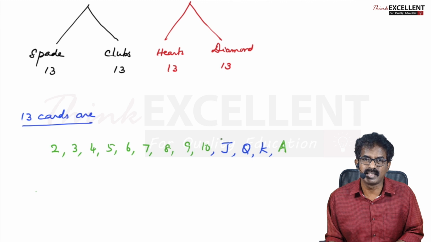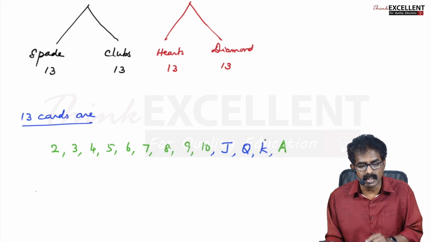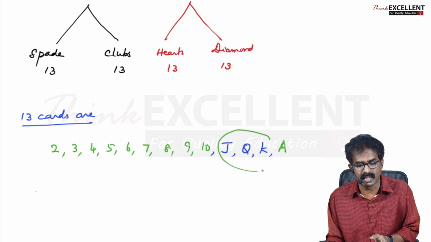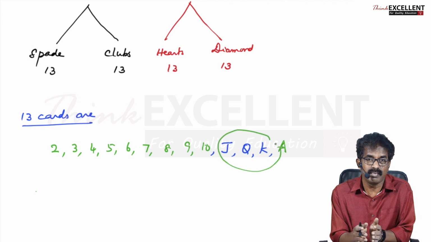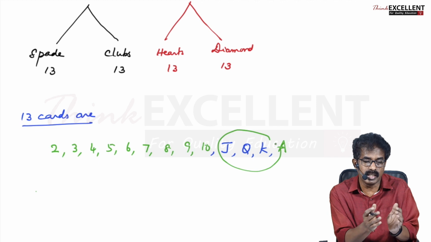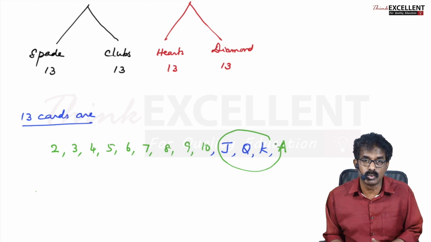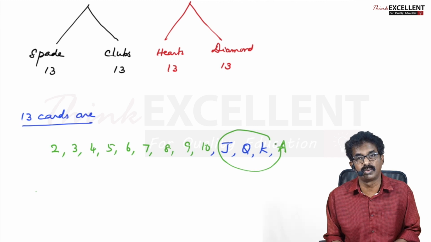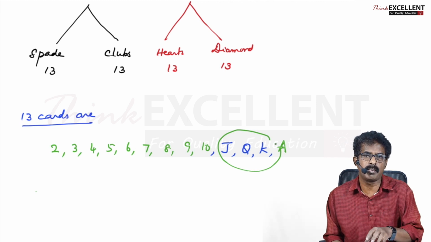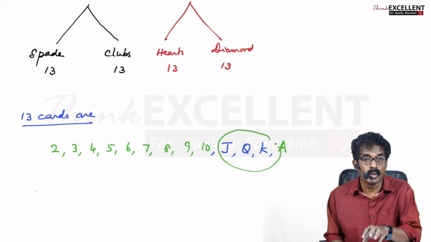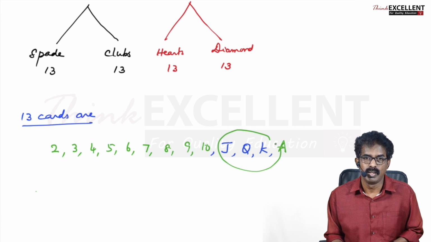How many face cards are there? How many face cards? Totally I am asking. In that 13 there are 3 face cards, right? There are 4 categories, no? So in each category 3. So 3 plus 3 plus 3 plus 3. So it is 12, right? 3 into 4. There are 12 face cards. So what is the probability of getting a face card? 12 by 52.